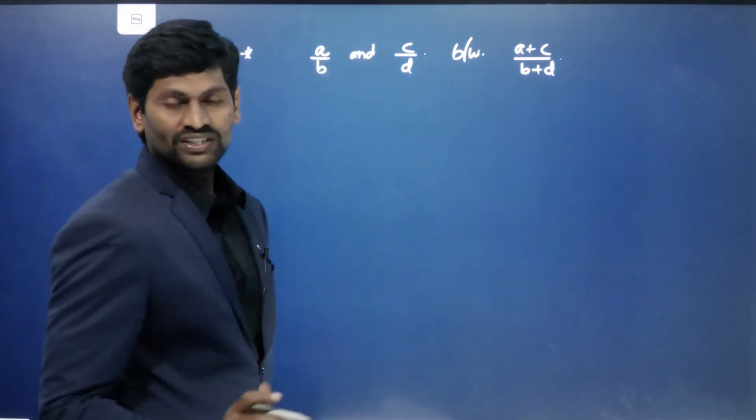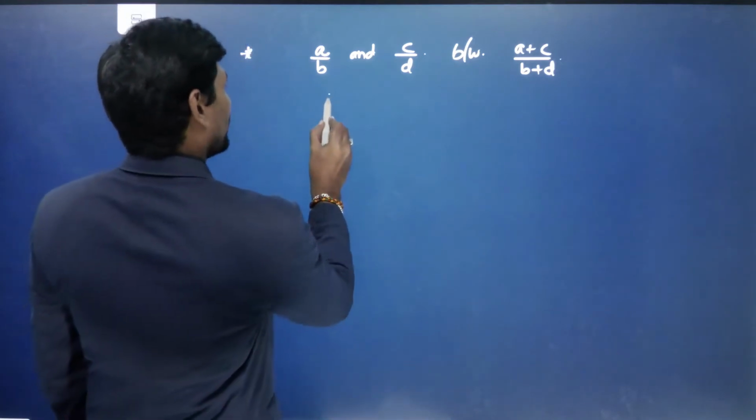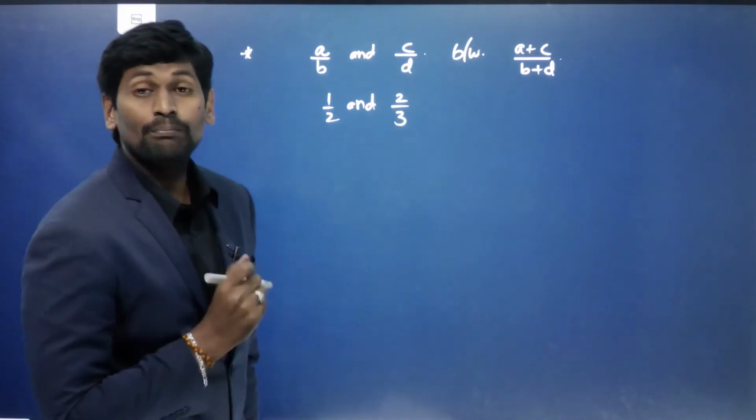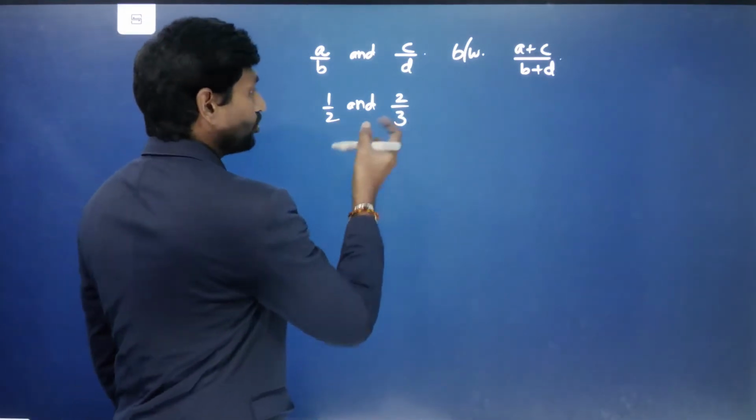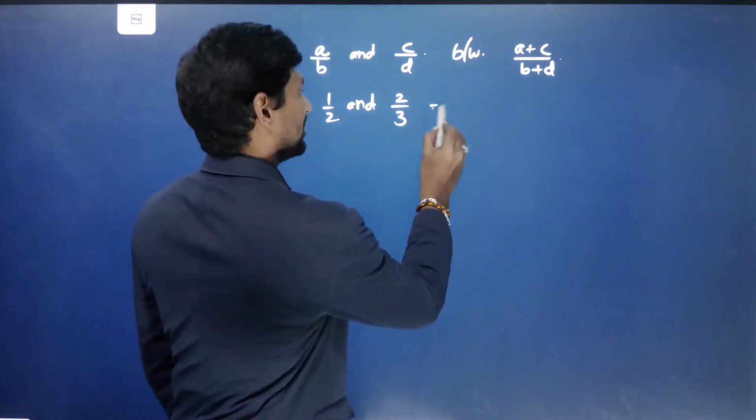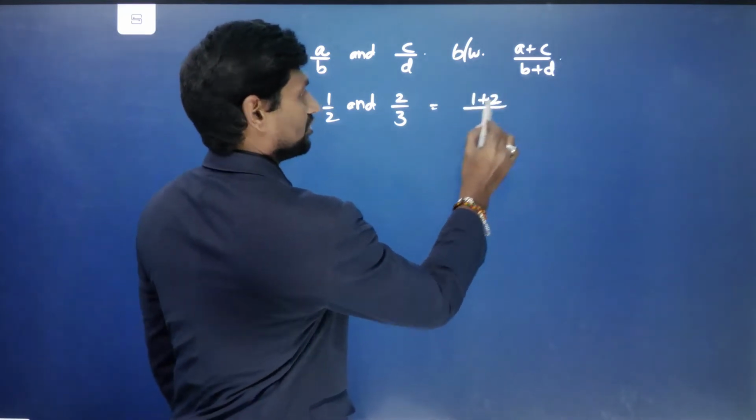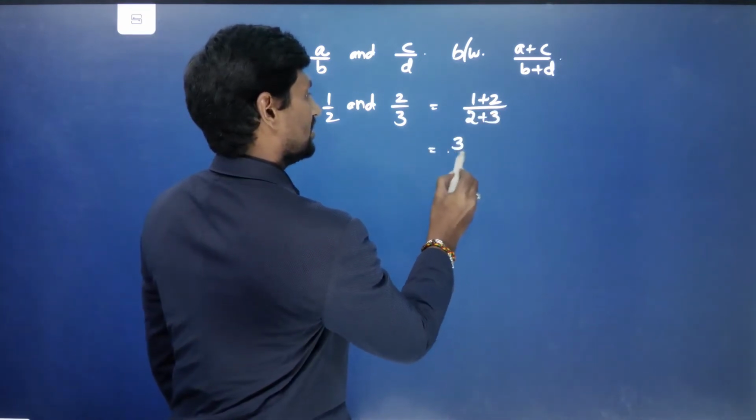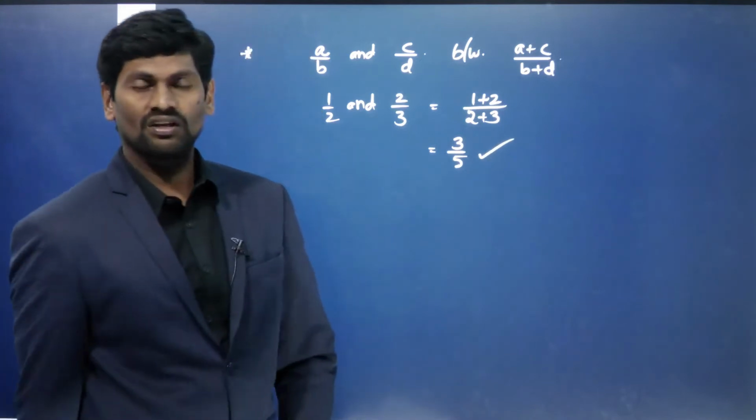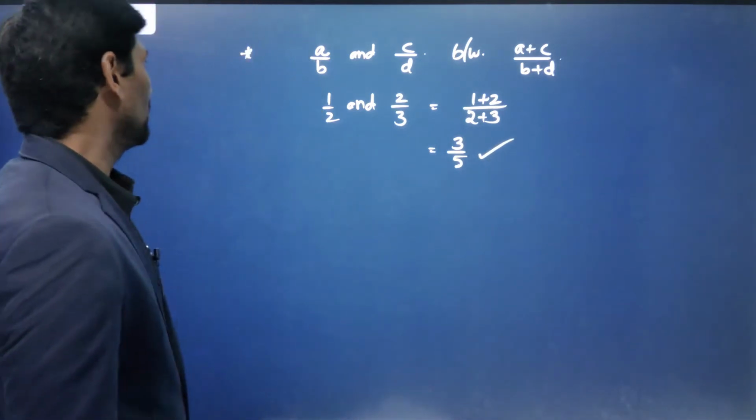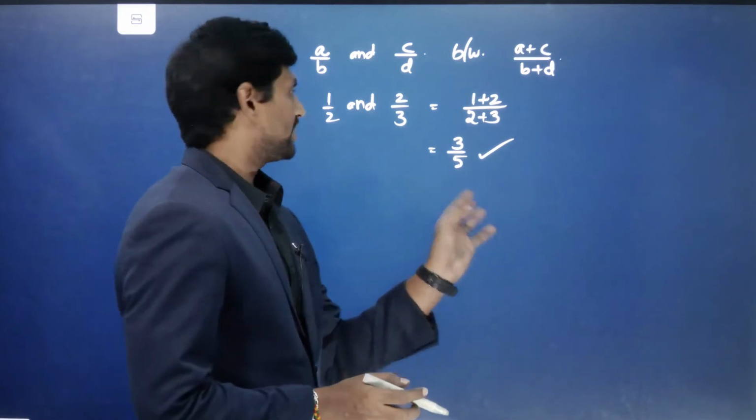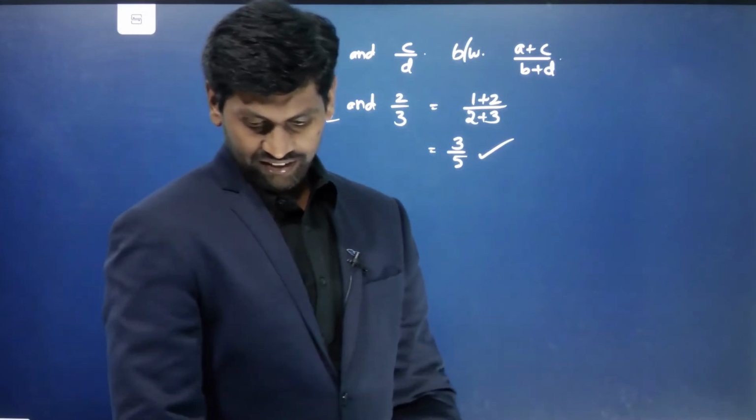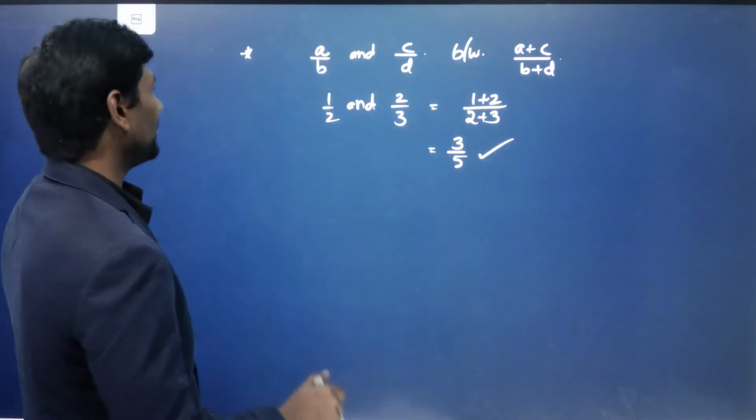In the same way, the question is given 1 by 2 and 2 by 3. We need to identify the number between 1 by 2 and 2 by 3. What is the answer? Sum of numerators by sum of denominators. So that is 3 by 5. This will be the number which lies between 1 by 2 and 2 by 3.